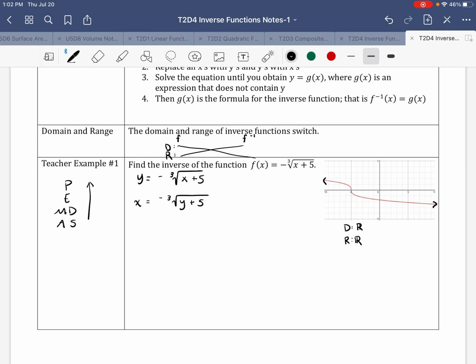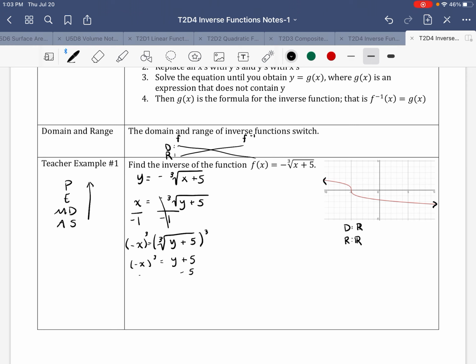So we're going to move up to multiplication and division. And we have something that's being multiplied, actually. This negative is being multiplied by that cube root. So we're going to divide by negative 1 to undo it. And then we get negative x is equal to the cube root of y plus 5. Now we just have the cube root, so we can cube all of it, which means we're going to cube all of the negative x.